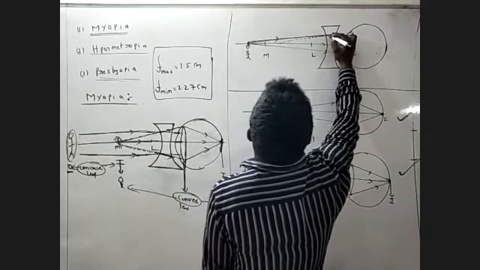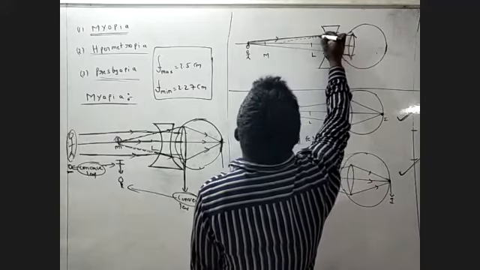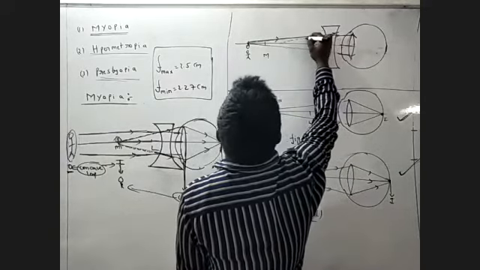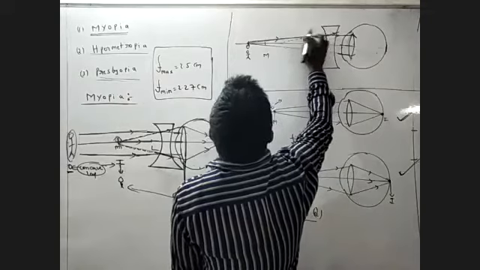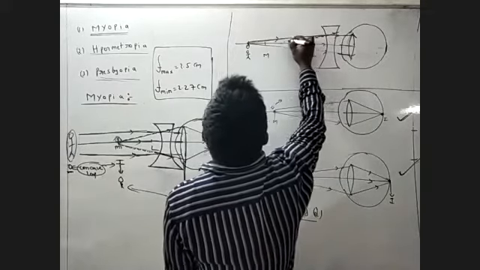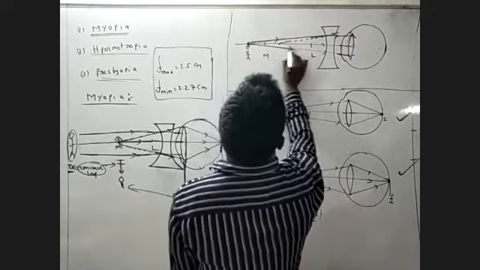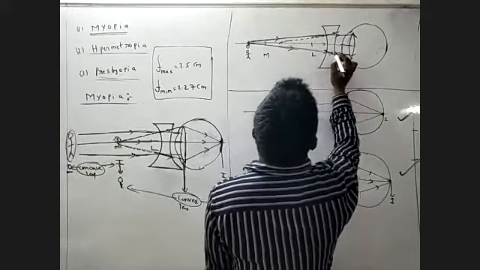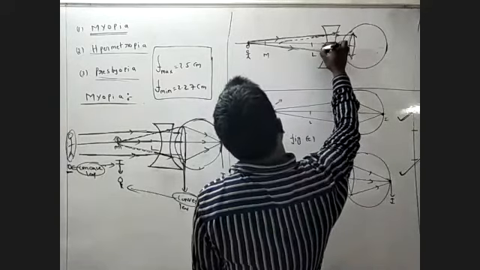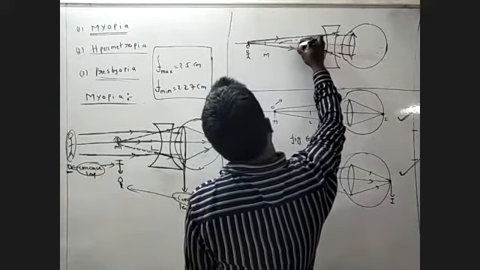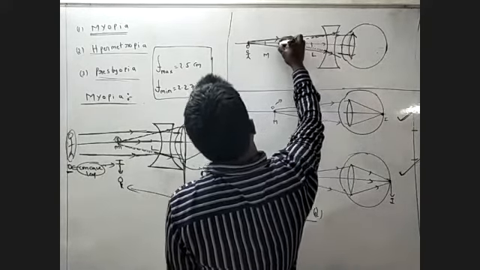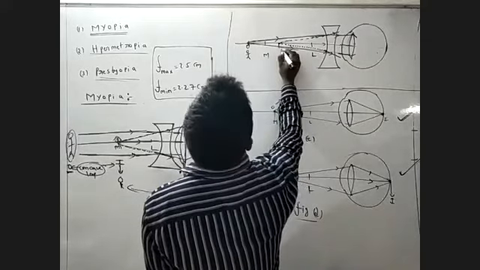The refracted ray diverges in this direction, and we extend it as a dotted line. The dotted line means it is extended backward. This is another ray traveling in this direction and striking at this point. It is also a divergent ray. The extended divergent rays, in dotted lines, meet at this point. The image is formed here.